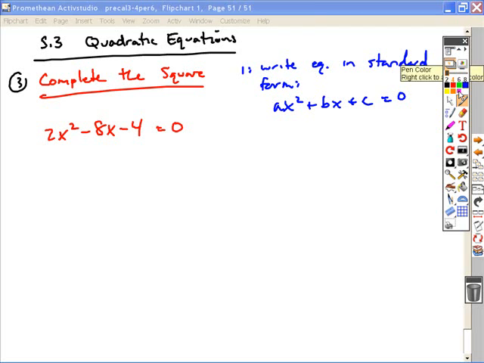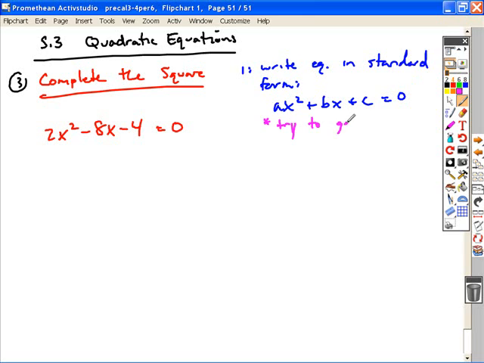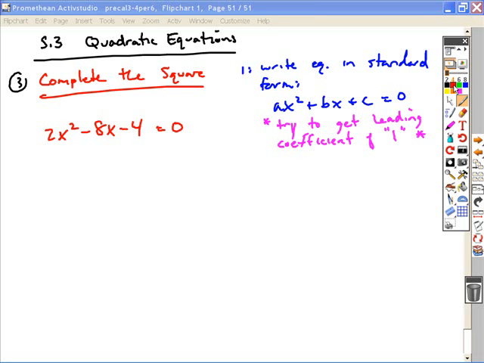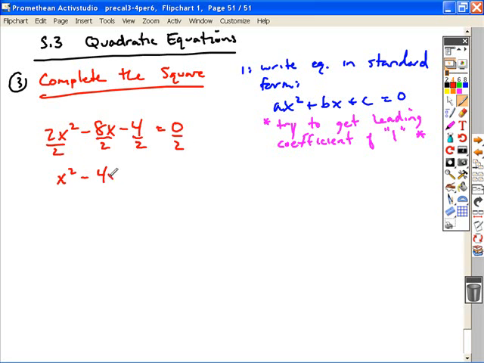When you do this, if you can, try to get a leading coefficient of 1. That's the ideal situation. So let's do that here in this problem. Is it possible to get a leading coefficient of 1? What do we have to do to every term? Because we're dealing with an equation, if we divide every term in the entire equation by 2, the equation remains balanced. So it simplifies to x squared minus 4x minus 2 equals 0.